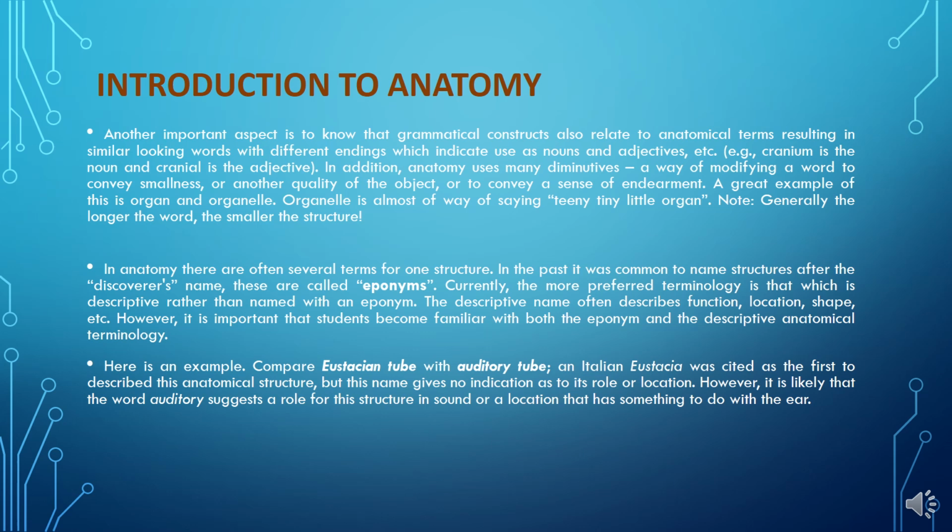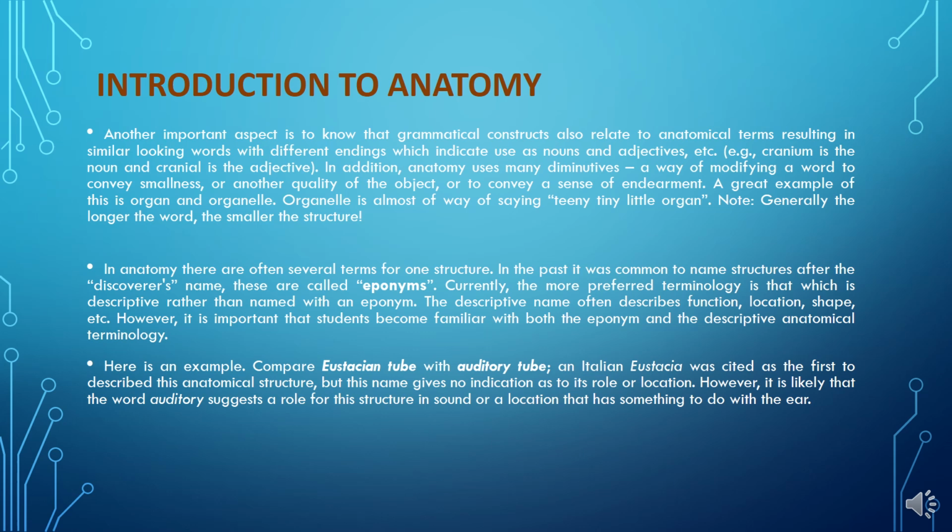In anatomy, there are often several terms for one structure. In the past, it was common to name structures after the discoverer's name. These are called eponyms. Currently, the more preferred terminology is that which is descriptive rather than named with an eponym. The descriptive name often describes function, location, shape, etc.